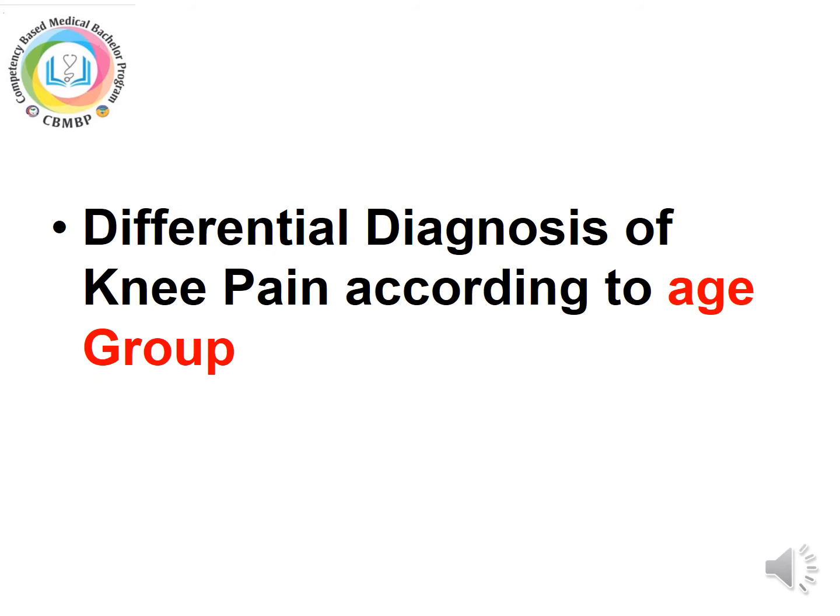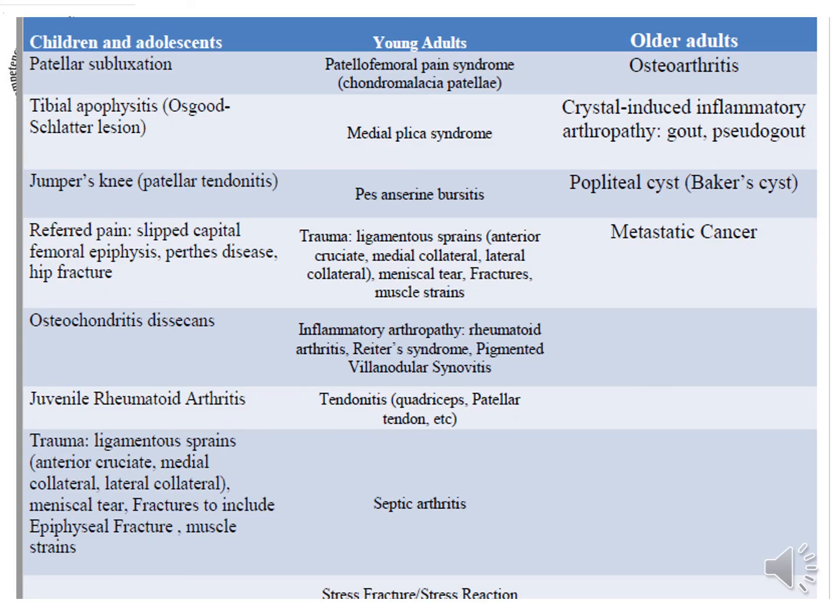We reach the differential diagnosis of knee pain according to age groups. We divide it into 3 categories: older adults, young adults, and children. The most common causes of knee pain in children and adolescents are patellar subluxation, tibial epiphysitis, jumper's knee, osteochondritis dissecans, JIA, and trauma. Referred pain is also common in this age category, like slipped capital femoral epiphysis, Perthes disease, and hip fractures.